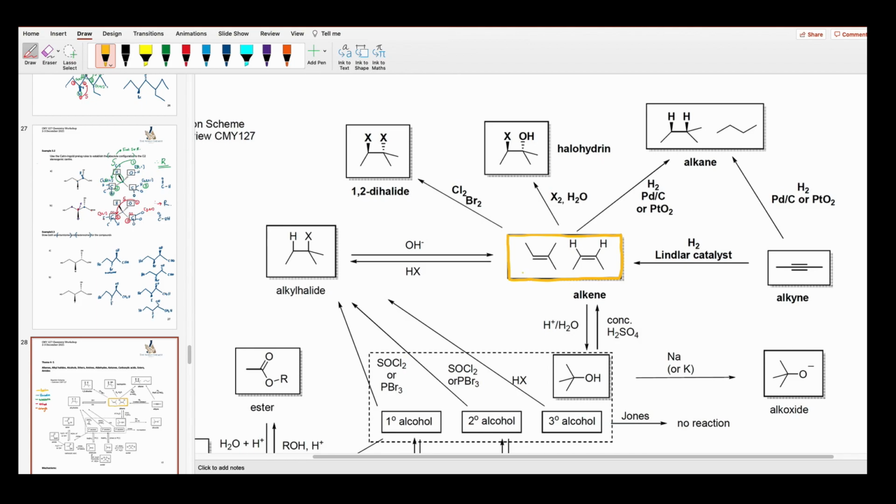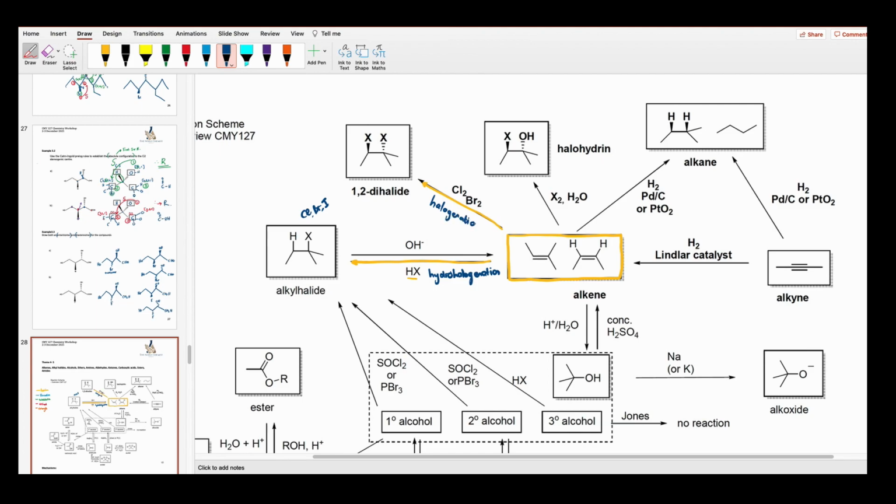So if we start with this arrow here and we are going in that direction, we are adding HX. So this is going to be a hydrohalogenation reaction. Okay, you're adding an X and a hydrogen. So you're adding either a chloride or a bromide, or you can even add an iodide. Hydrohalogenation. When we are moving in this direction and we're adding chlorine or bromine, then this is just normal halogenation.